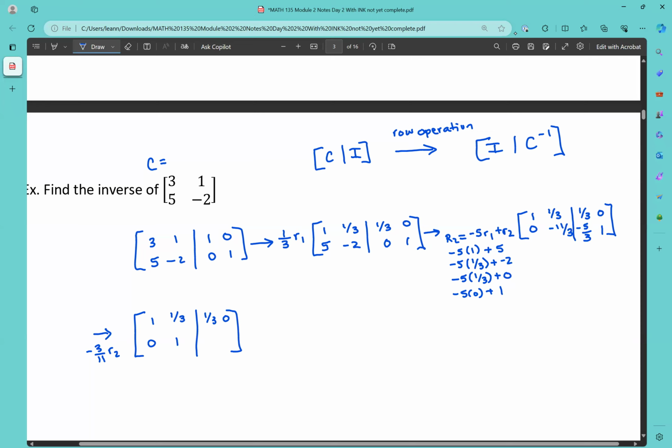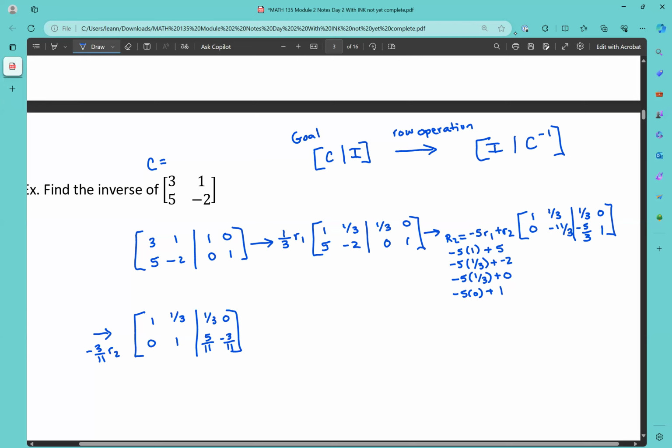Negative 3/11 times negative 5/11 is actually positive 5/11, and you can check that on your calculator. Negative 3/11 times 1 is negative 3/11. So there's where we're at so far. The only thing left to accomplish our goal that we set at the top, remember this is the goal up here, we want to take this to this, is we need to get a 0 in that 1/3 location.